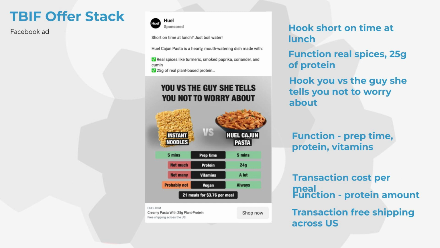And when we look further down the ad, we got some functional attributes stacked in there as well. They talk about the prep time. They talk about the amount of protein, the amount of vitamins, whether or not it's vegan. And of course, they include a nice transactional attribute there. They're saying it's only a few dollars per meal. So they're breaking it down to the cost of the meal, which is a transactional attribute. And then they got another functional one. It's talking about the amount of protein again. And last but not least, a transactional attribute to close this offer stack out, free shipping across the US.